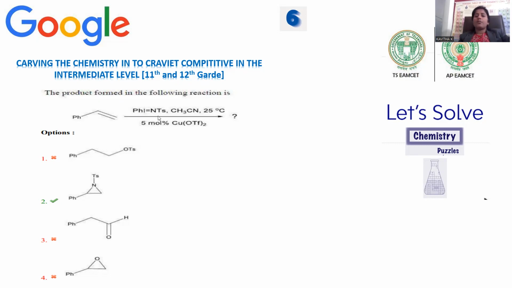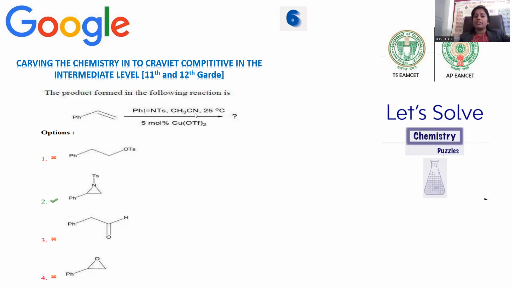This Ts is the protecting group for amine. Wherever amine is there, on the nitrogen you can place this tosyl. Ts stands for the tosyl group. So it is the condensed product. So Ph=NTs is the reagent we are treating here. And CH3CN is called what? Acetonitrile.